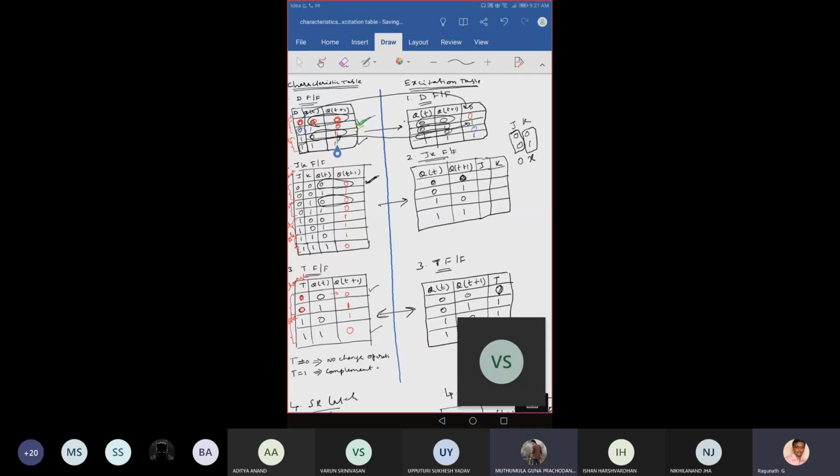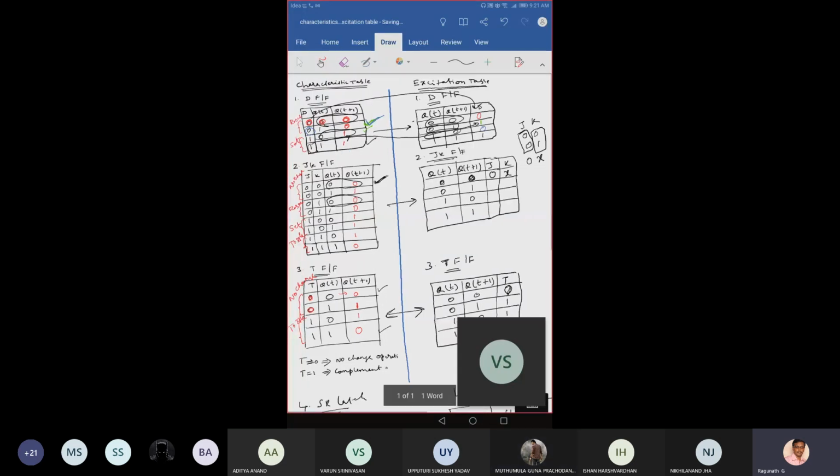So what is the J value? J value is 0 and K value is X. Okay, next, 0, 1. Tell me in how many combinations we are getting 0, 1, and what is the J value and what is the K value? Now, here I am having 0, 1. What is the J value and K value? I noted 0 and 1 both are available. Okay, 1, 0 and 0, 1 here. So what is the J and K value? 1, 1.